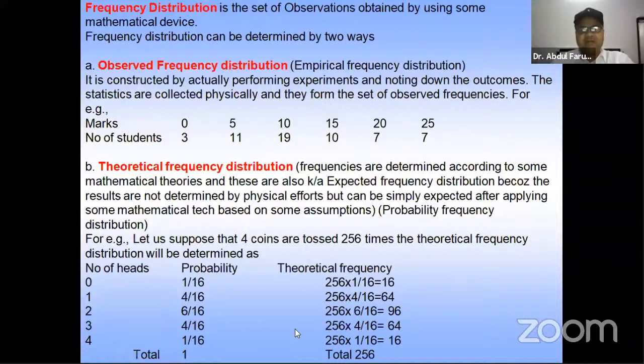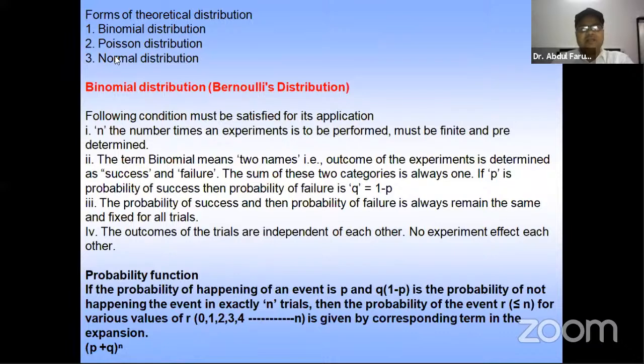तो टोटल आपने ये जो डाटा जनरेट किया, ये जो फ्रिक्वेंसी डिस्ट्रीब्यूशन आपने जनरेट किया, ये बेस्ड ऑन सम मैथमेटिकल असम्पशंस है. Now the theoretical frequency distribution is of three types: binomial distribution, Poisson distribution and normal distribution.